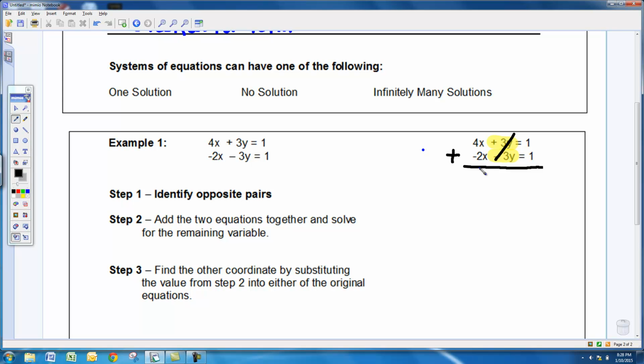4x plus negative 2x is 2x, and 1 plus 1 is 2. Now you can see that we've gone from having two equations with two variables to having only one equation with one variable. And we can now solve this equation for x by dividing both sides by 2.